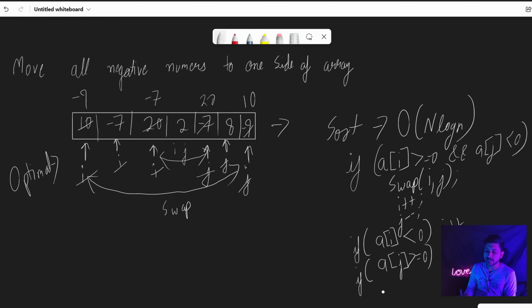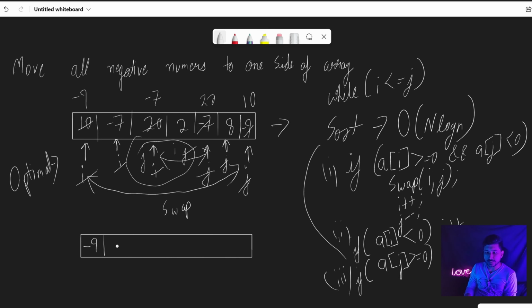After you do this, you will have this kind of array where you have moved all the negative elements to one side. This is -9, -7, this is also -7. This is 2, this is 20, 8, and 10. This is the array that you will get.